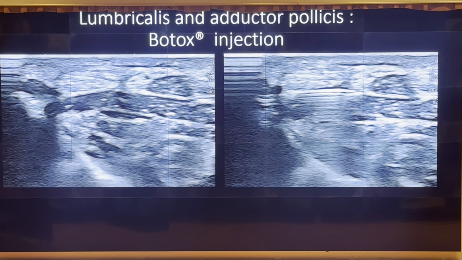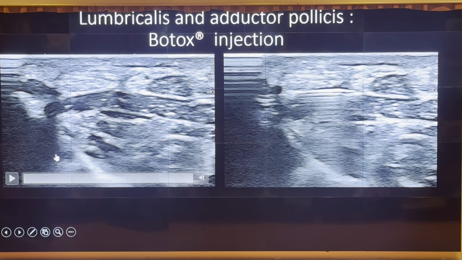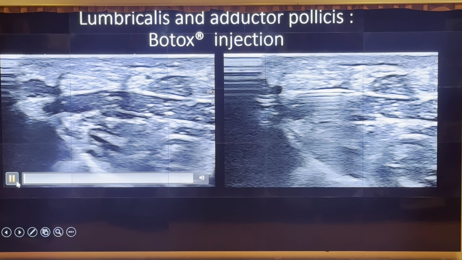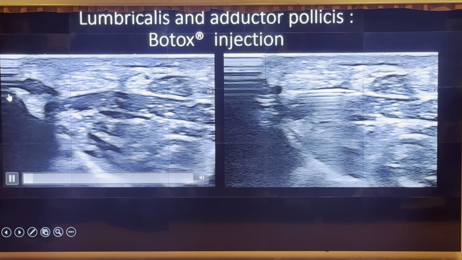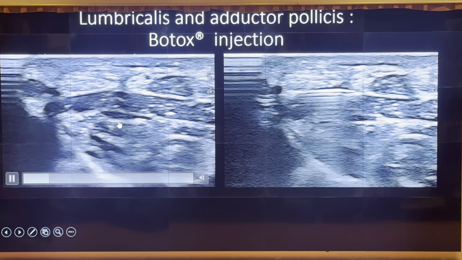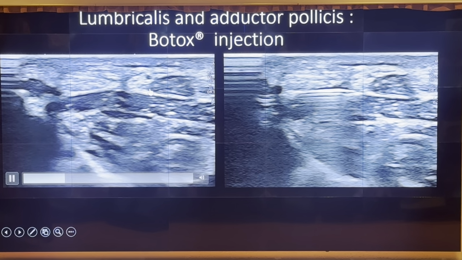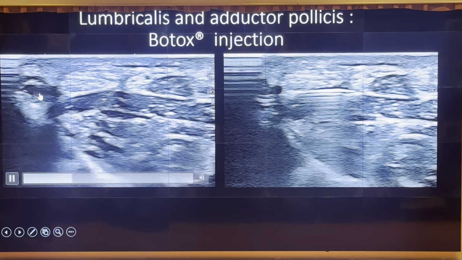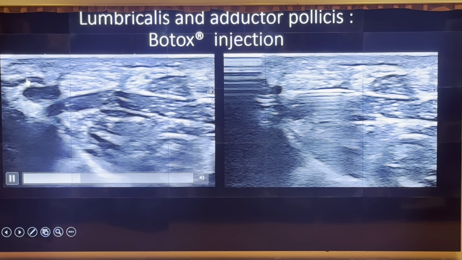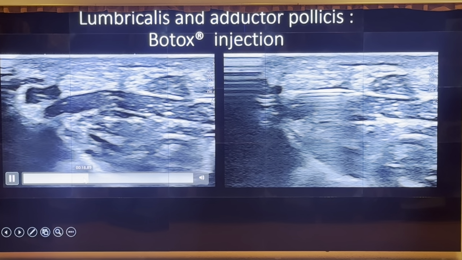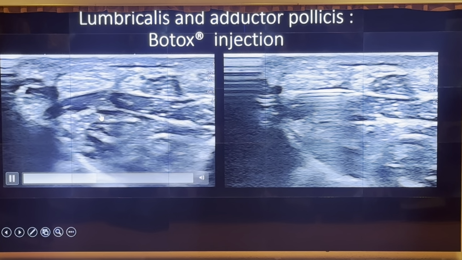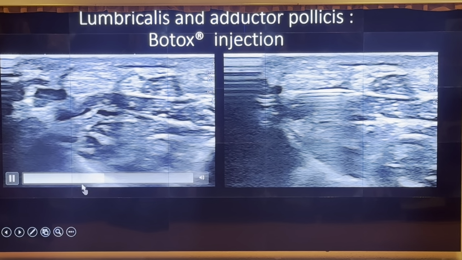And this is a different case. I perform the focused injection for the hand. So how to perform the injection to treat the lumbricalis muscle? So you can see I inject from the medial side to the lateral side, and you can treat the adductor aponeurosis first and adjust the angle. You can see I treat the lumbricalis muscle and adjust later. I will adjust the angle deeper to treat the adductor aponeurosis muscle.